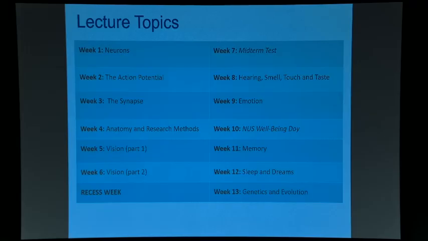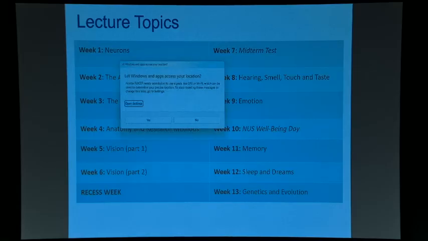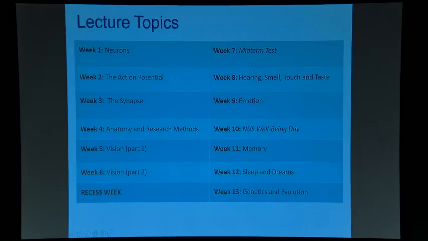In week 4, we'll focus on anatomy and also the research methods that are used in cognitive neuroscience to probe the relationship between the brain and the mind. Then we'll spend a few weeks talking about perception, so vision, hearing, smell, touch, and taste, and so on. And this is the area that I do research in myself, and so I'm really looking forward to trying to convey what I find exciting about that field to you. And then for the rest of the course, we'll touch on emotion, memory, sleep and dreams, and genetics and evolution.